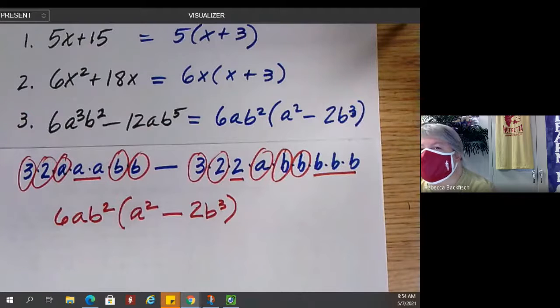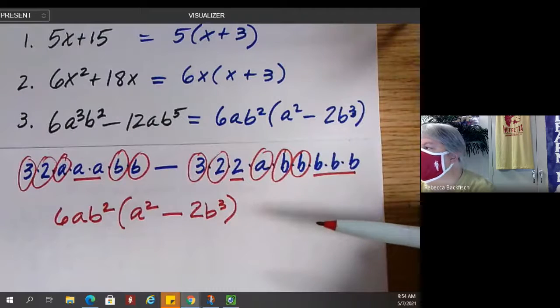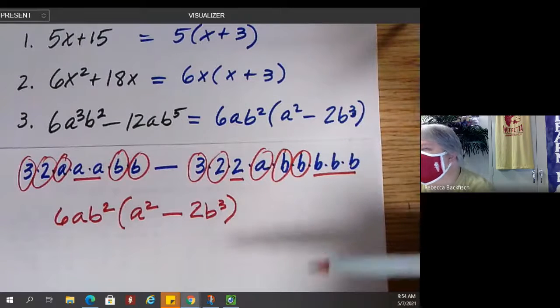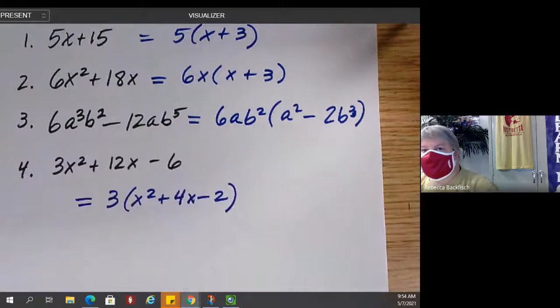Number 3 is the perfect example of the type of problem that I might be more likely to do this method on rather than just trying to look at it. Okay? Questions on any of them? Any other ones?